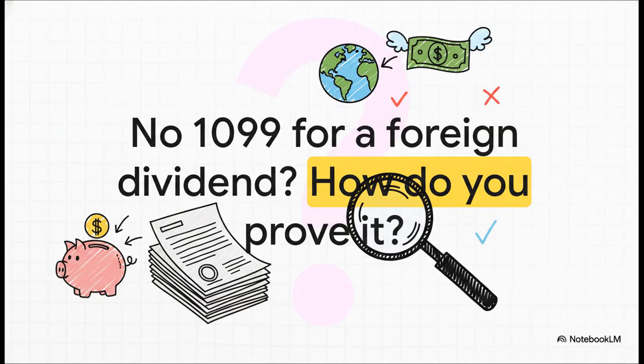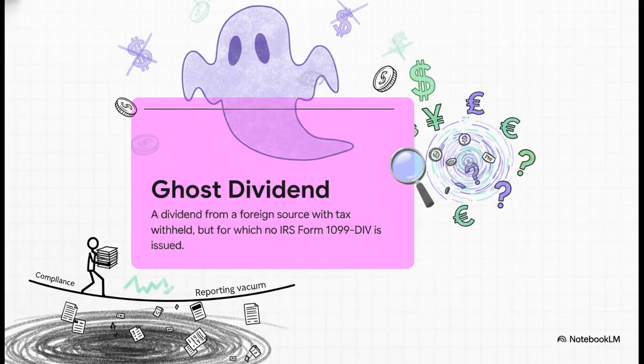So this is the situation, right? Your client paid real foreign taxes on a real dividend they received. But because the company or the brokerage is foreign, you never get that nice, neat Form 1099-DIV. You know, the one that makes the IRS's automated systems happy. And just like that, the entire burden of proof shifts completely onto your shoulders. And that's why we're calling this the Ghost Dividend.